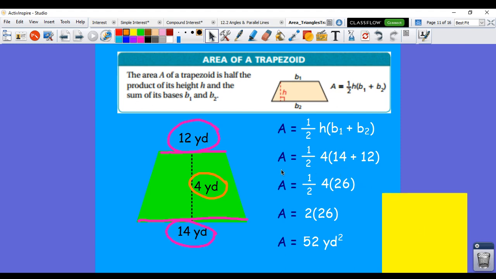Now, when you get to this step here, you should recognize it kind of looks like how it did when we were doing triangles. So if you wanted to multiply 4 times 26 and then divide by 2, you can absolutely do that too. Once you get to the all multiplication step, it doesn't matter what order you multiply them in. I just like to go in order, but you don't have to go in order.